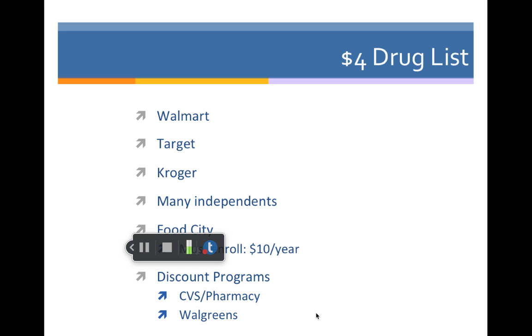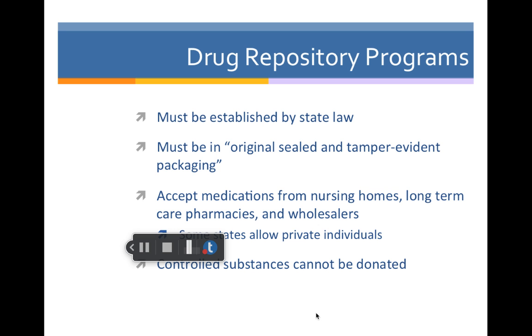Food City, the patient must enroll at a cost of $10 a year. And then our two big chains, CVS and then Walgreens, don't actually have a $4 drug list, but they do have a discount program. The cost is not ever down to the $4, so it's usually around $10 to $30 for some of our generic medications. And then these have an enrollment fee as well, somewhere around $20 to $30.